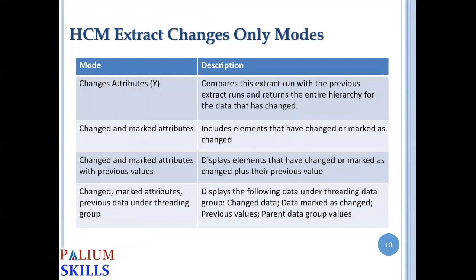Changed marked attributes, previous data under threading group. So this is important. Displays the following data under threading data group. Which means that any changed data, the data is marked as changed, and it will also show you the previous value and the parent data group values. So when we talk about the threading data group, we are talking threading item maybe. A threading item could be something like person ID. So all changes related to that person ID in the other records, for example, person details, email, phone number, contacts, all those changes will be pulled in under the threading database. Similarly for assignment, wherever you have things relating to that assignment ID, you would see all of that coming together.